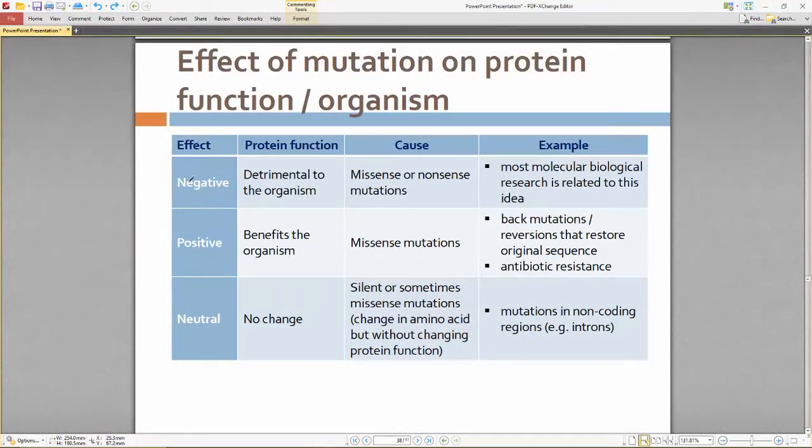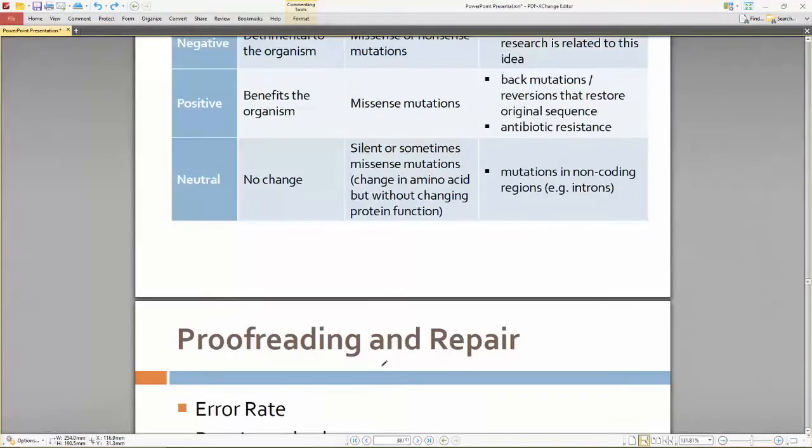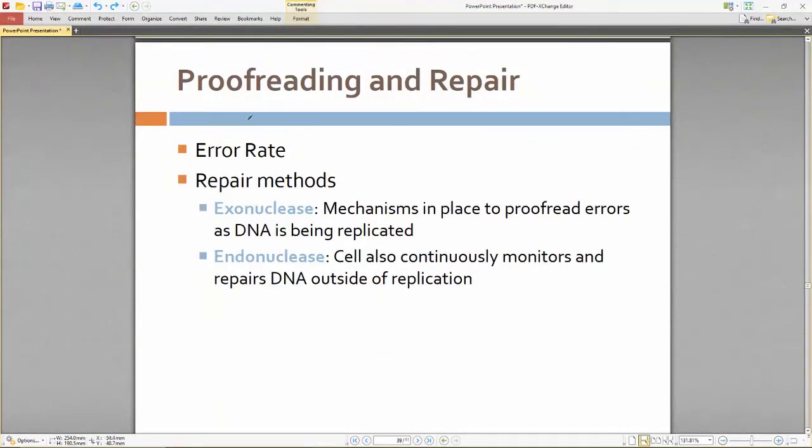All right. This is just another overview slide. So if the effect on the organism or protein function is negative, then that's detrimental to the organism, and this can be caused by missense or nonsense mutations. Yeah, most molecular biological research is related to this idea. Positive mutations benefit the organism. For example, back mutations can reverse or restore the original sequence or confer antibiotic resistance. Neutral or no changes are mutations in non-coding regions, so they're silent, or sometimes cause missense mutations.